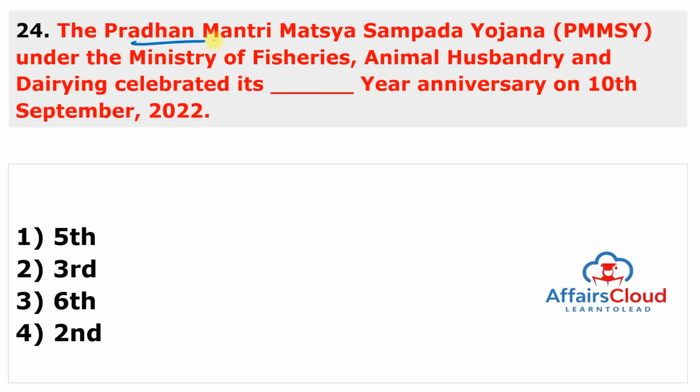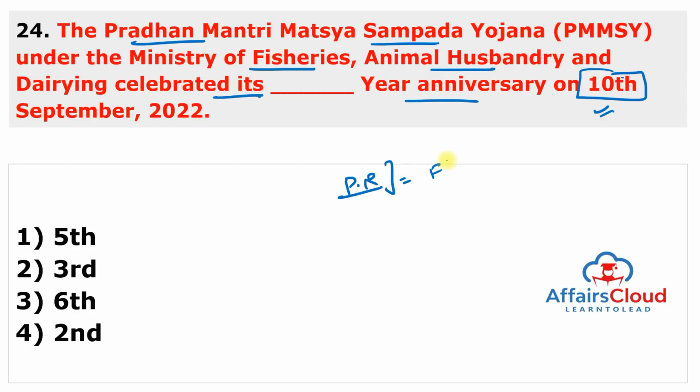Next is Pradhan Mantri, or the Prime Minister, Matsya Sampada Yojana under the Ministry of Fisheries, Animal Husbandry and Dairy celebrated its dash year anniversary on 10th of September 2022. So on 10th of September 2022, Union Minister Purushottam Rupalaji under the Ministry of Fisheries, Animal Husbandry and Dairy attended the second anniversary of the Prime Minister Matsya Sampada Yojana, which is implemented by the Department of Fisheries.